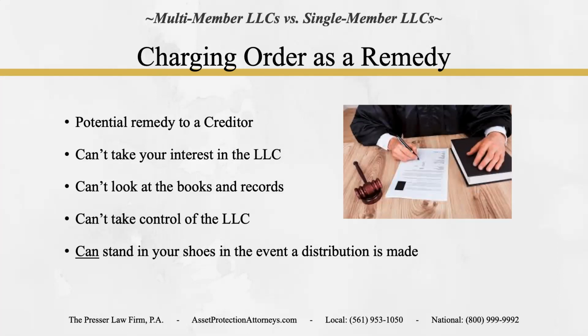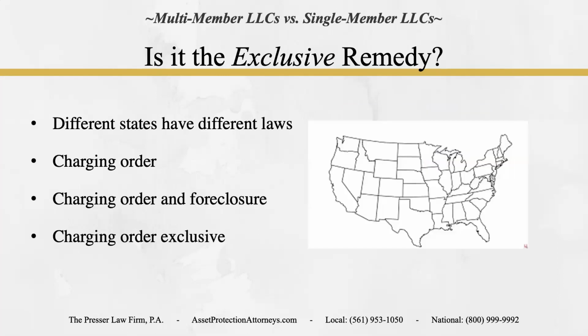So if a creditor were to get a charging order against you and no distributions were made, then the creditor wouldn't get anything. They can't look at the books and records, can't take over the company, they don't own your membership interest. Obviously, you have control over this LLC, so realistically, you just wouldn't make a distribution. Hopefully, the statute of limitations would run up and they would be out of luck for getting anything out of your LLC. So it's important to realize that some states don't have charging order protection.